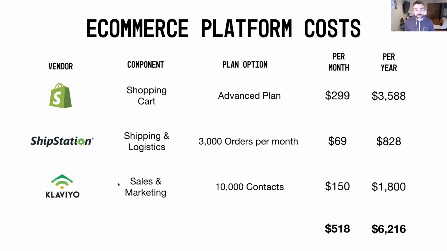You want to have something in place that allows you to communicate with your customers and message them both pre, during, and post the transaction. So we showcased a few different examples of how the different plans across each of those three vendors work, and what the monthly charges would be versus the annual charges.